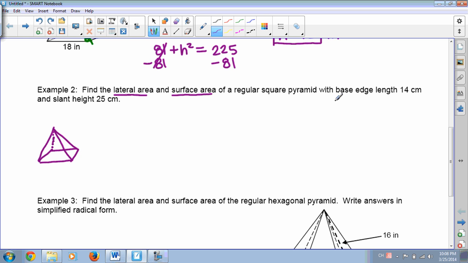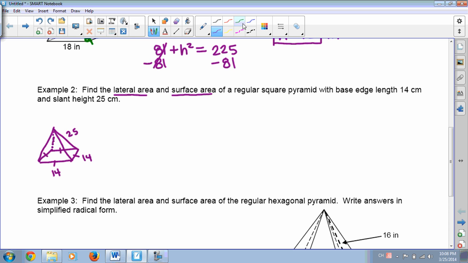So our square pyramid has a base edge of 14. Since it's a square, each one of these sides is 14, and that one's 14 as well. And the slant height is 25. Find the lateral area and the surface area.